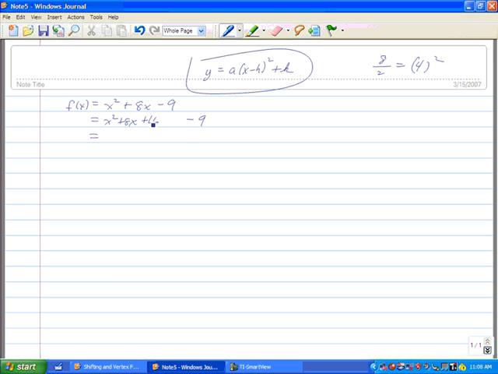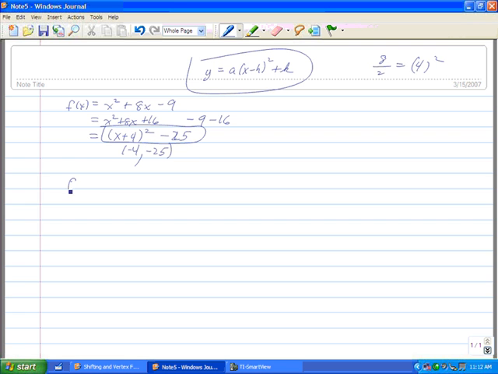Now, since I'm adding 16, and I don't want to change the actual function, I will simultaneously subtract 16 off to the right-hand side where it's out of my way. This becomes (x plus 4) quantity squared. Factor it for yourself. You'll see that's what you get. Minus a 25. So the plus 4 means left 4. The minus 25 means down 25. And there's your vertex. And there is the quadratic in vertex form. I think perhaps now let's look at our next example.